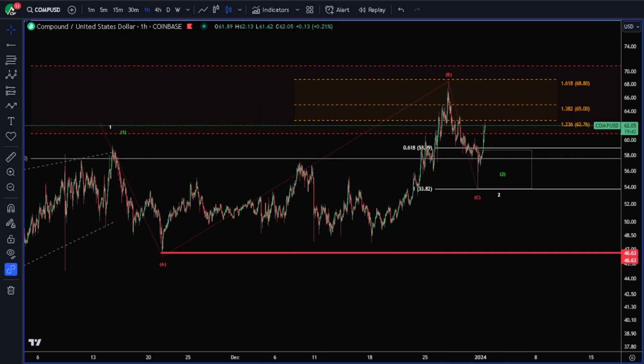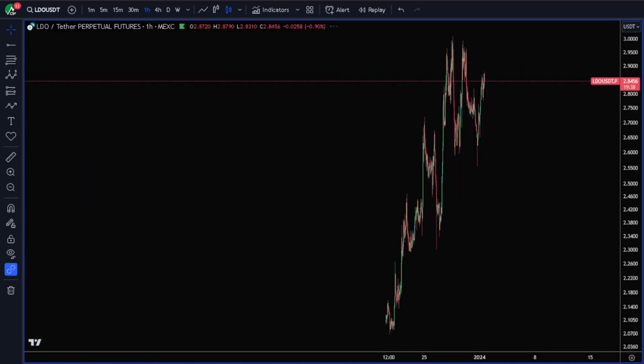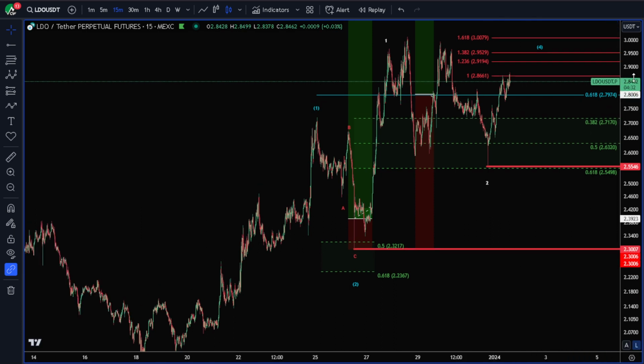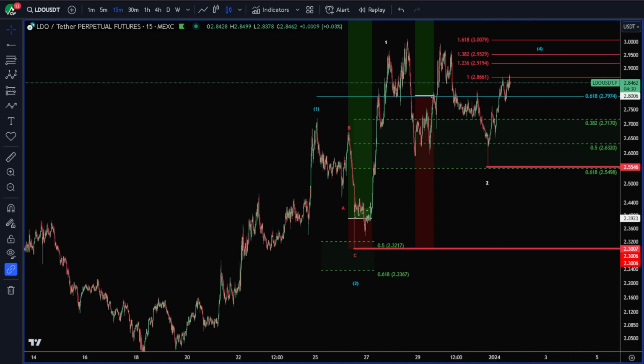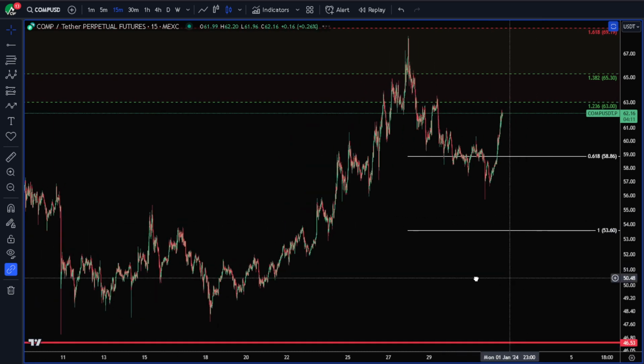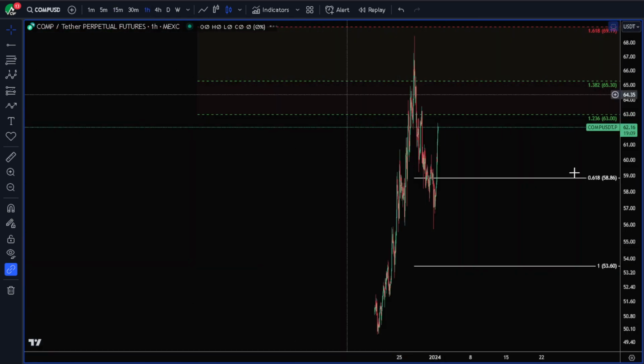I'll go to my trade setup here, which is on Compound. So go down to the 15-minute. Sorry, that's not it. There we go. Sorry guys, took me a minute to find it. This is my current trade setup on Compound.